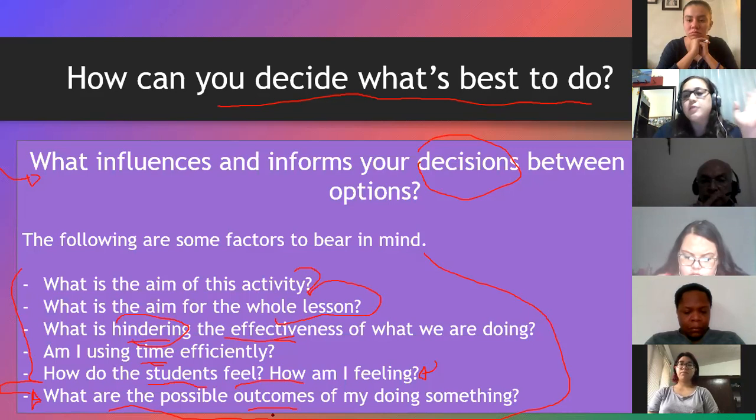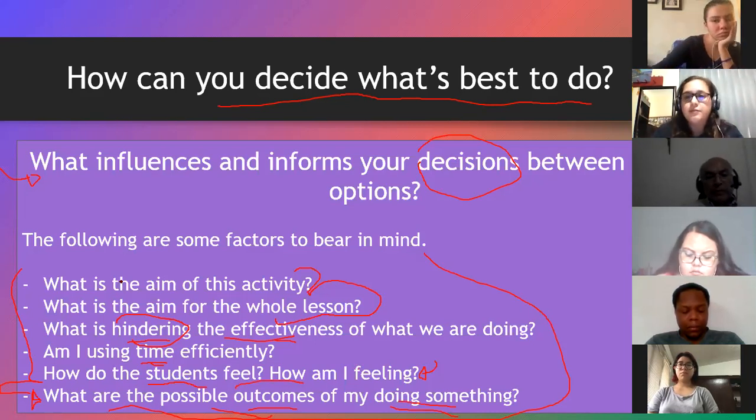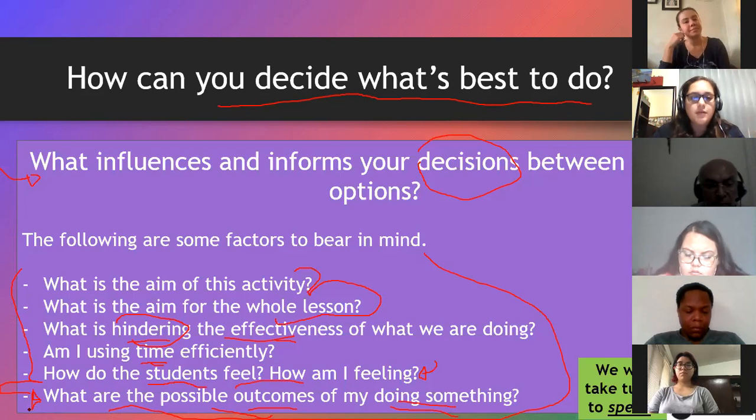And then the results. If you get angry with one student and then the student gets angry, what's going to happen in the end? Are they going to do something or not? So all of these decisions are part of classroom management. Okay. Very well. We'll discuss this.